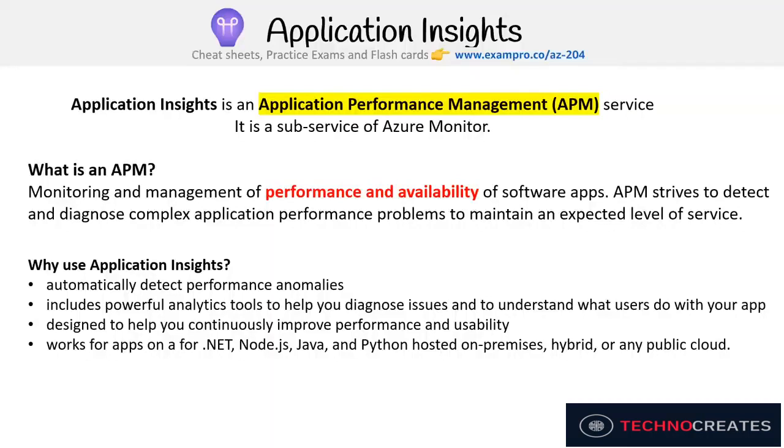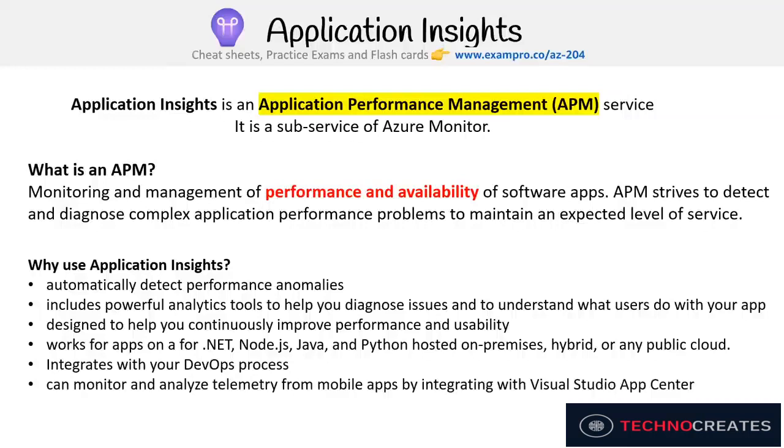So there's one for Ruby. But the thing is, Azure's only providing official support for a bunch of languages, but you might still have libraries out there for them. And it integrates with your DevOps processes and can monitor and analyze telemetry from mobile apps by integrating with Visual Studio App Center. And if you're running an app, you definitely want to have an APM installed. If you've ever used Datadog or Skylight or New Relic, that's what APMs are, or what those providers offer.